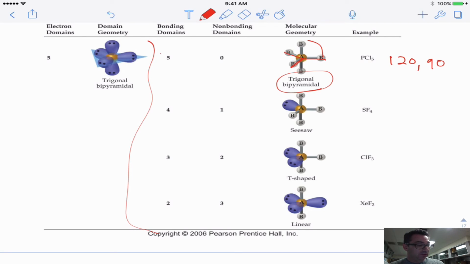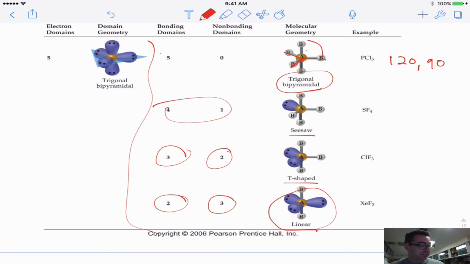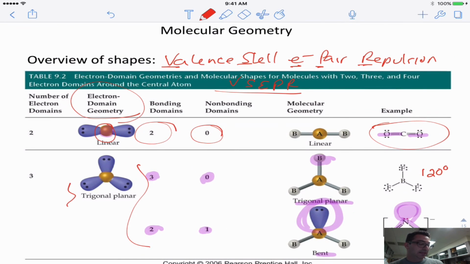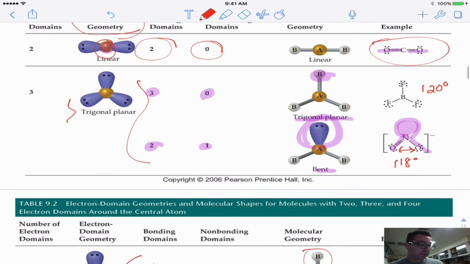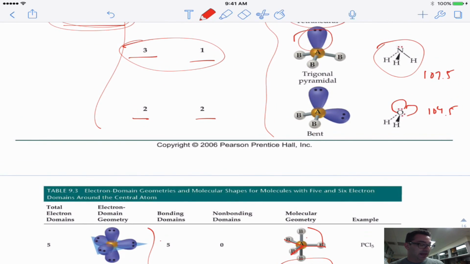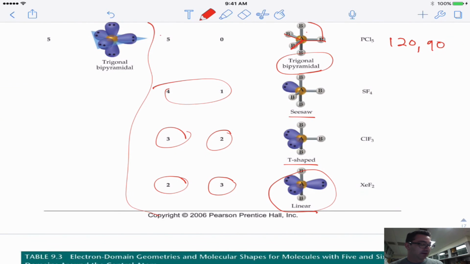If I add a lone pair instead of another atom there, I have 4 and 1, I'm considered seesaw. If I have 3 connected atoms and 2 lone pairs, I'm considered T-shaped. If I have 2 connected atoms and 3 lone pairs, I'm back to linear. This linear, though, is different from this linear. It's the same shape, but the way that it forms, this one has two connected atoms and 3 lone pairs.